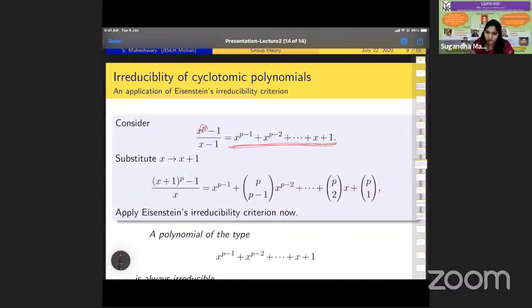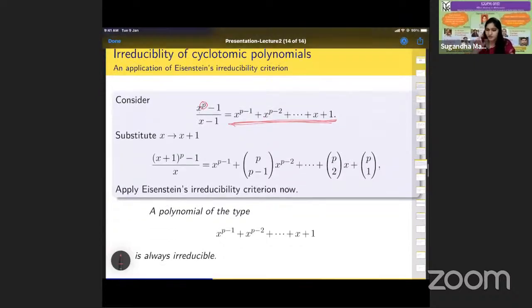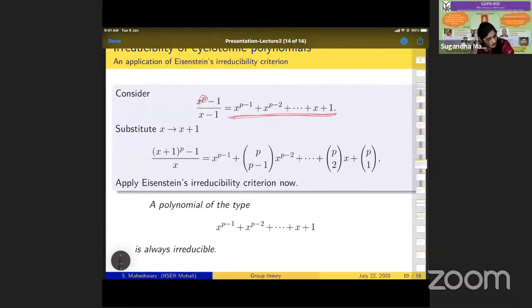Why is that so? That follows very well from the Eisenstein criterion, because if you just make this substitution, x going to x plus 1, right? So on the left-hand side, you're going to get x plus 1 to the p minus 1 over x. And by applying your binomial theorem, you have this expansion. Now, by simple number theory, you know that p divides each of these coefficients, right? And the last coefficient is simply p.